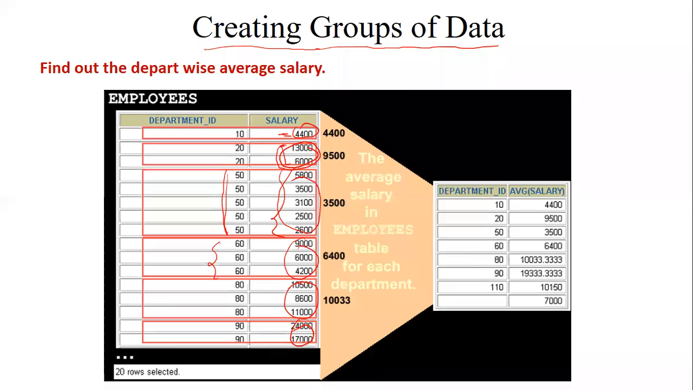Is it okay? This kind of query you can solve by creating a group and applying the aggregate function. Here you can see we are identifying the average salary of each department. If I ask you to identify the average salary of each department, you can see the average salary of department 10 is this one, average salary of 20 is this one, average salary of 50 is this one, average salary of 60 is this one. So now you can easily identify which department is obtaining the maximum average salary.